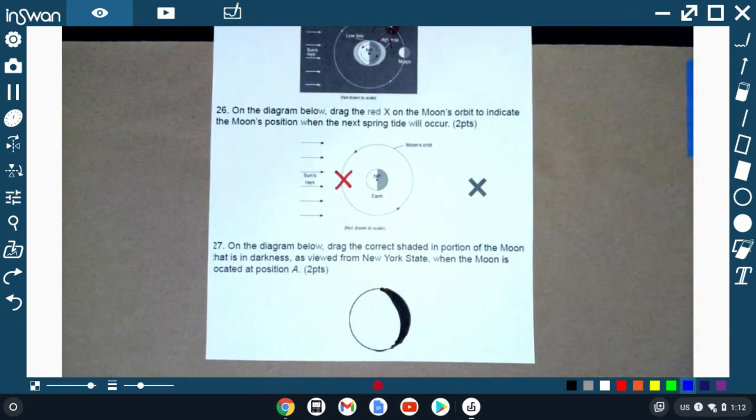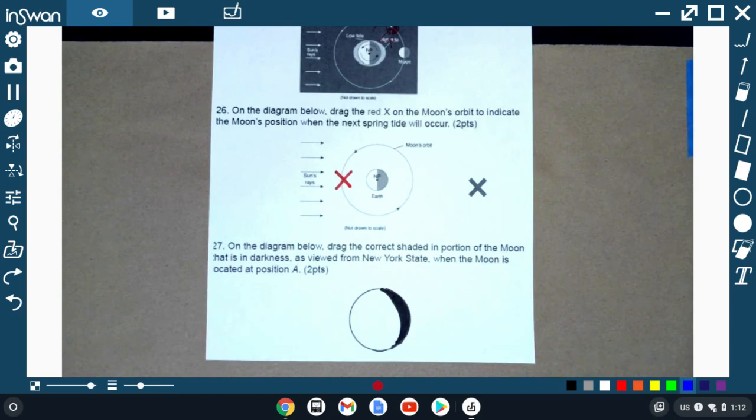And this is actually called a waxing, or I'm sorry, it's the waning gibbous. So gibbous is more than half lit up that we can see, and waning means getting a little smaller. So this is the waning gibbous, just an FYI.